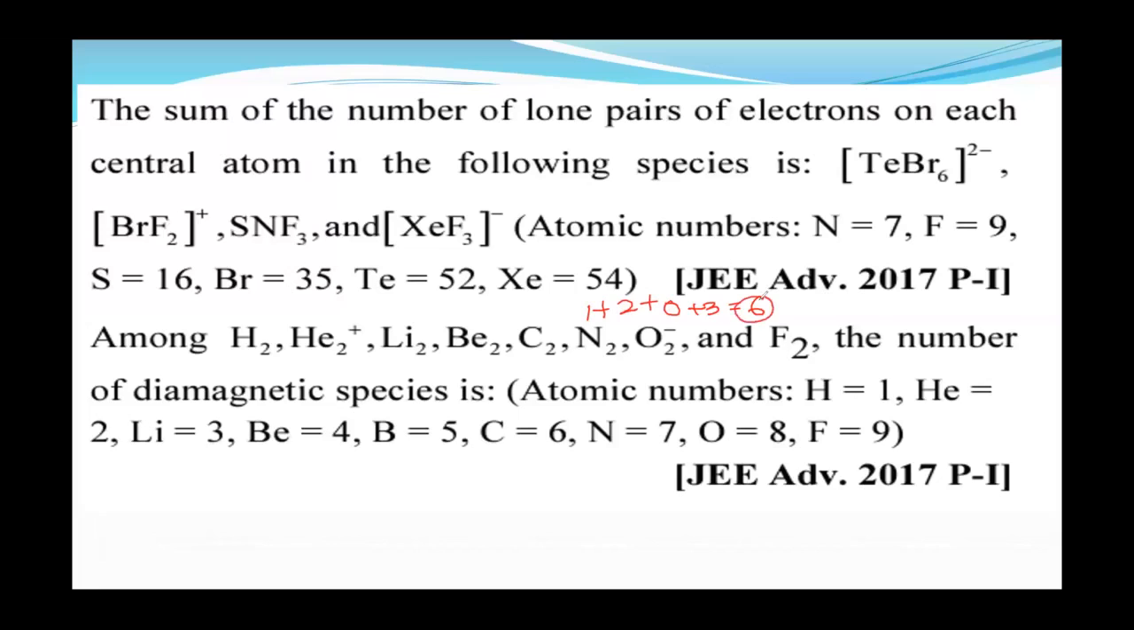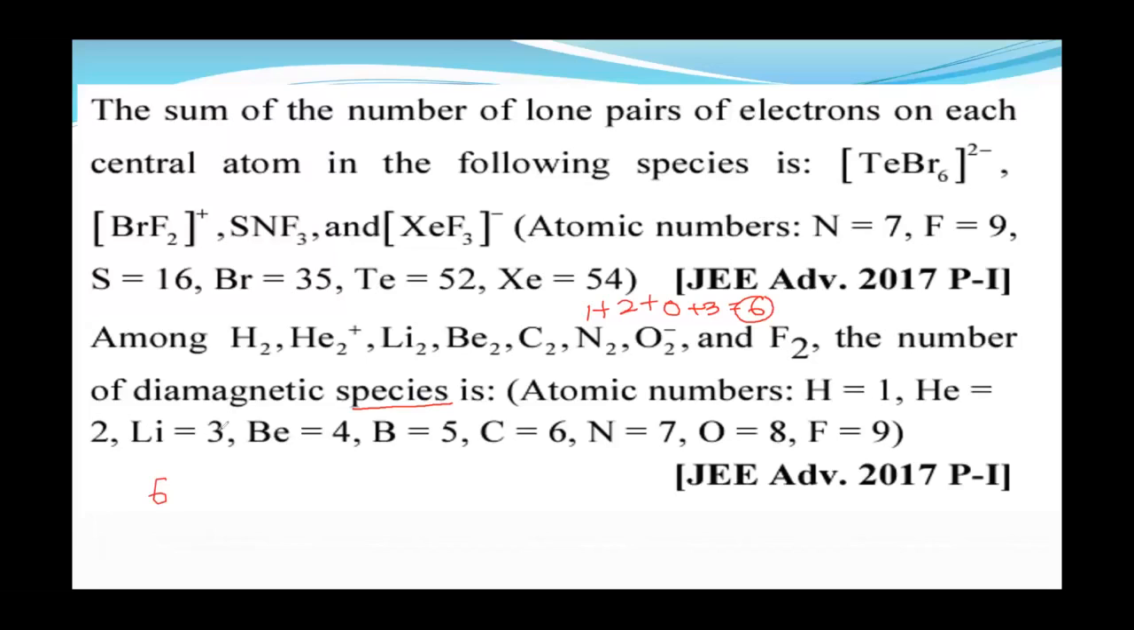Okay. Next, among H2, He2 plus, Li2, Be2, C2, N2, O2 minus, F2, diamagnetic species. You have to count diamagnetic species. Okay. Try and answer. Okay. Here answer again 6 only. What is the answer? 6.